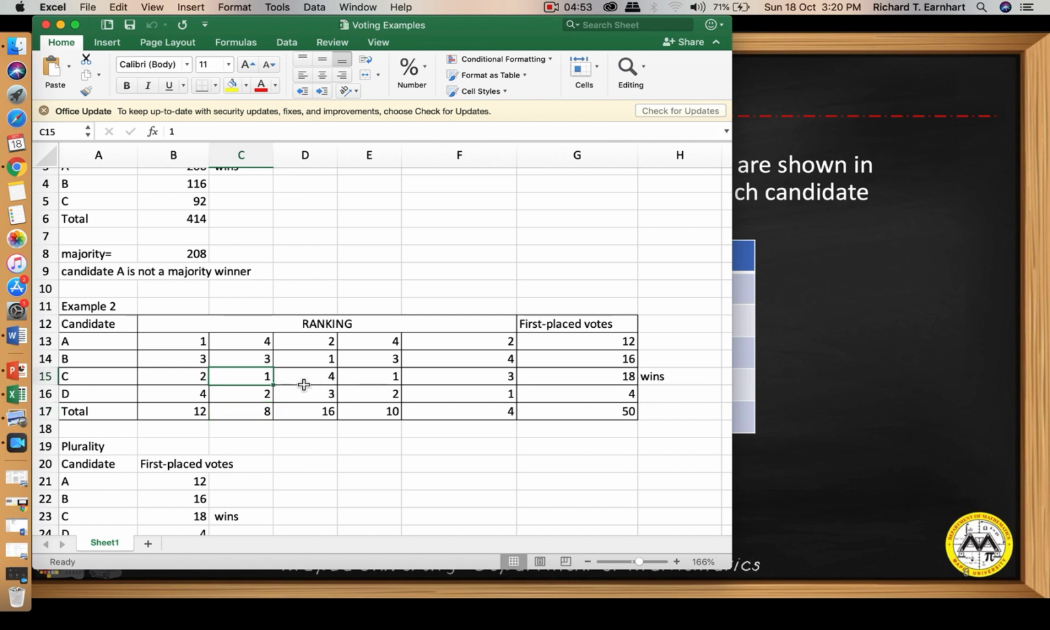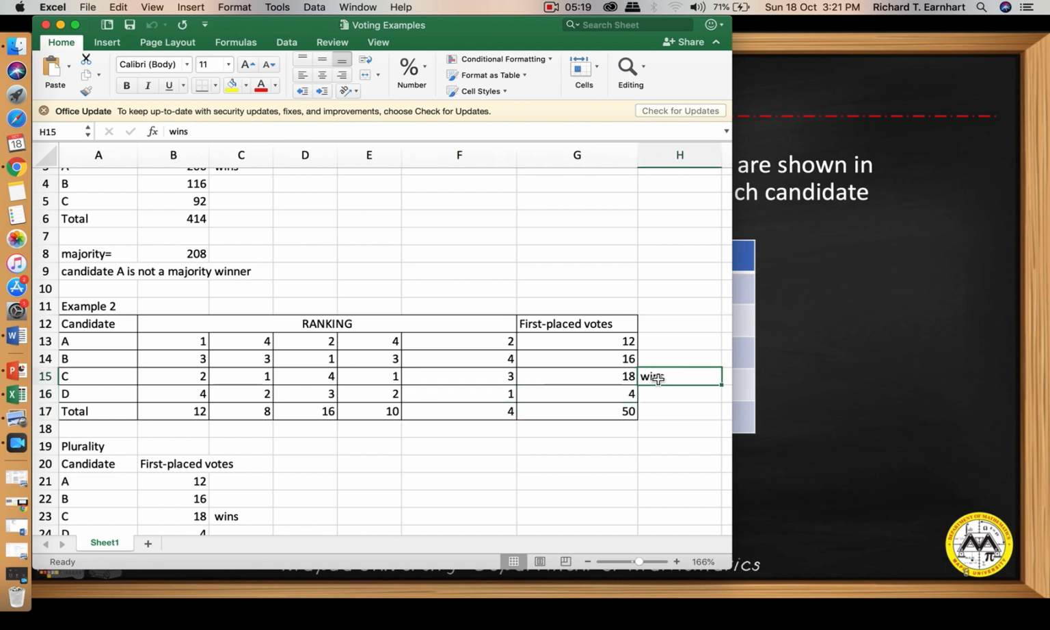And then, candidate B, we have 16 votes. Candidate C, we have 8, and then another one here, 10, so a total of 18. And then candidate D, we have no first place, we have here 1, so that's equivalent to 4.